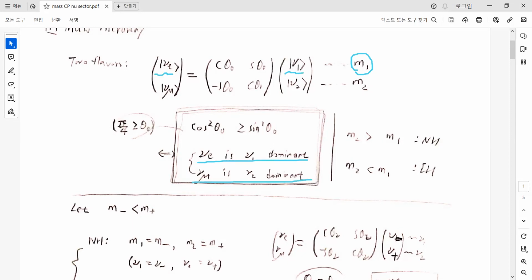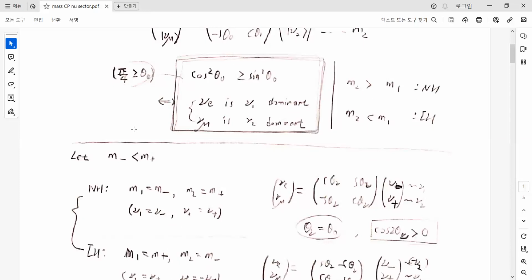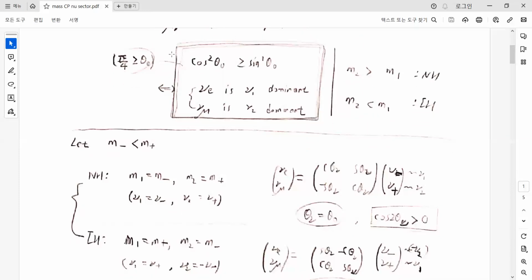But the mixing angle should be set distinctly, because sine squared theta zero is smaller than cosine squared theta zero, and theta zero is less than π/4. In the normal hierarchy case, M2 is larger than M1, and in the inverted hierarchy case, M2 is smaller than M1. To describe the mass hierarchy, let's use the ordered notation of the mass eigenvalues, M minus and M plus. Always M plus is larger than M minus. Then in the normal hierarchy case, M1 is M minus, and M2 is M plus.